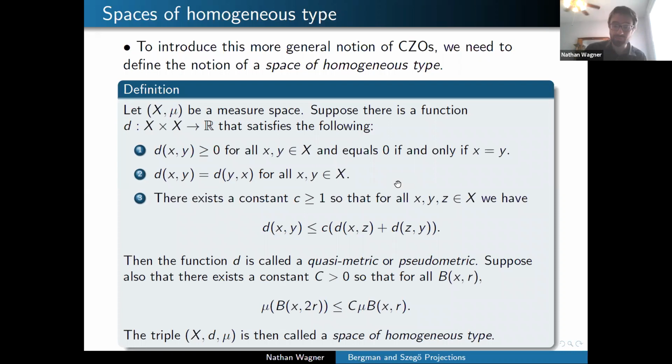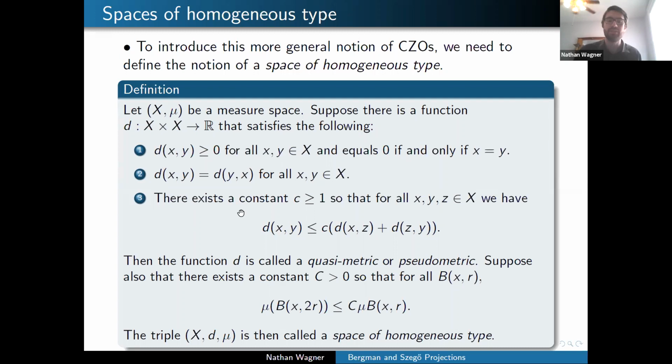So here's the definition of a space of homogeneous type. If (X, mu) is a measure space, we suppose that there's some function d from X cross X to R that satisfies the following properties. We're going to require that it's non-negative and that it equals 0 if and only if x equals y. We're going to require that it's symmetric. And if you look at these first two, you're thinking, hold on, how is this any different from just a metric? Well, it's different because of this third property.